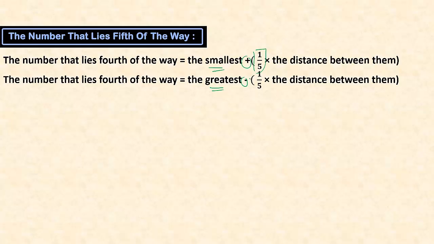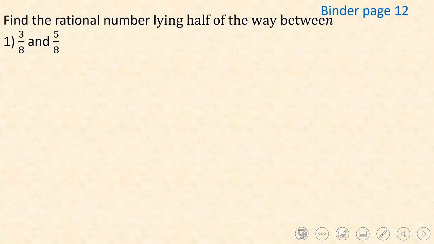Let's go now and have some examples on those rules. I would like you to open your binder, page 12. I am going to answer question number 1 and 2, and 3 and 4 you are going to have as homework. So let's begin now. Find the rational number lying half the way between 3 over 8 and 5 over 8. So let's begin. To be able to solve those types of questions, simply, the first thing we should do is to find the distance.